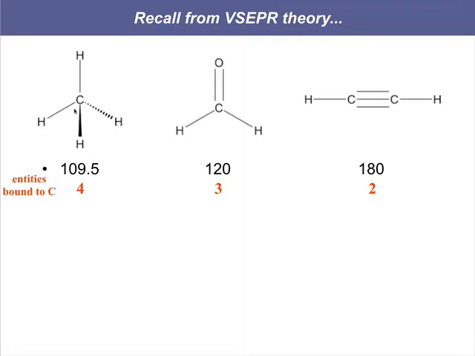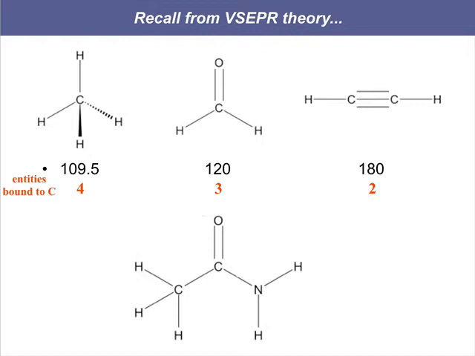Now, looking at the number of entities bound to carbon, 4 things bound to carbon would have a 109.5 degree bond angle. 3 entities bound to carbon would have a 120 degree bond angle. And 2 entities bound to carbon would have a 180 degree bond angle. Okay, so if we look at this structure, this is called acetamide. We'll study molecules similar to acetamide again in the second semester of this course.